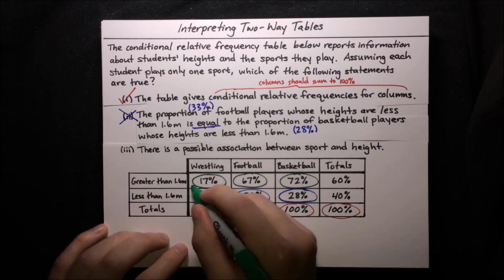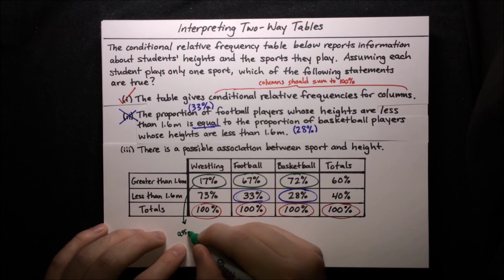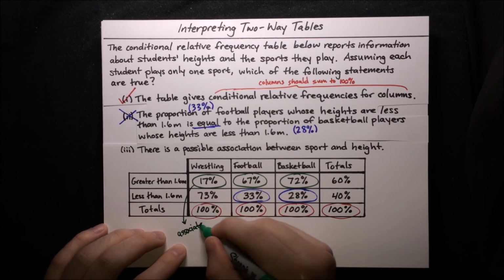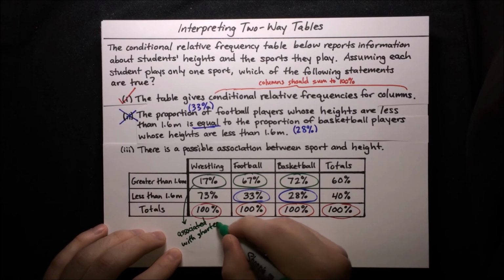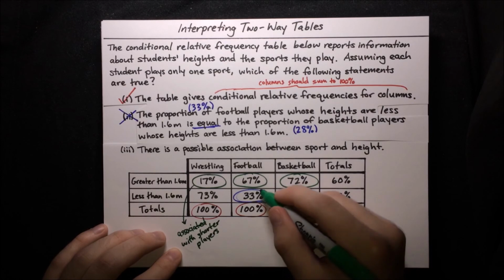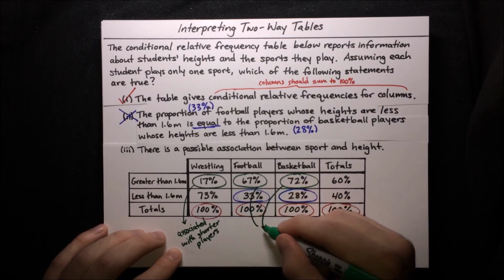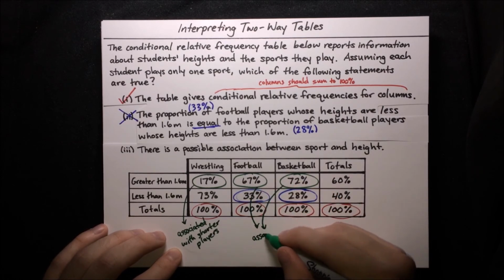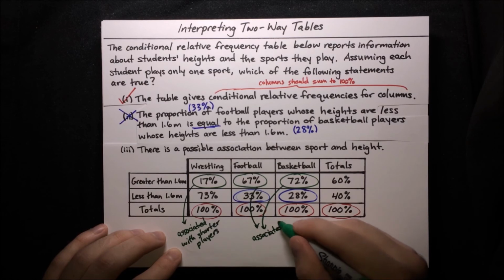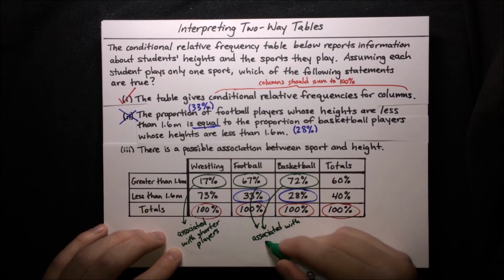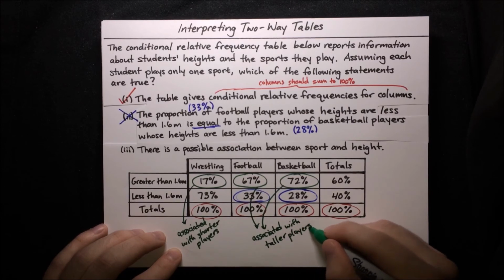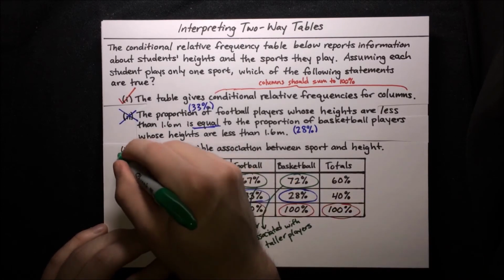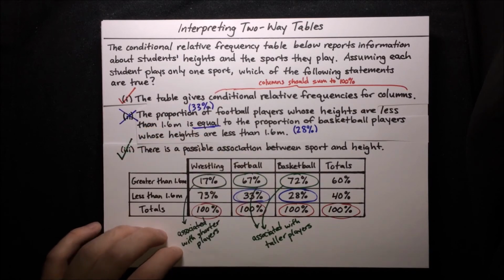So it looks like wrestling might be associated with shorter players, whereas football and basketball might be associated with taller players. So yeah, it looks like there might be an association between sport and height.